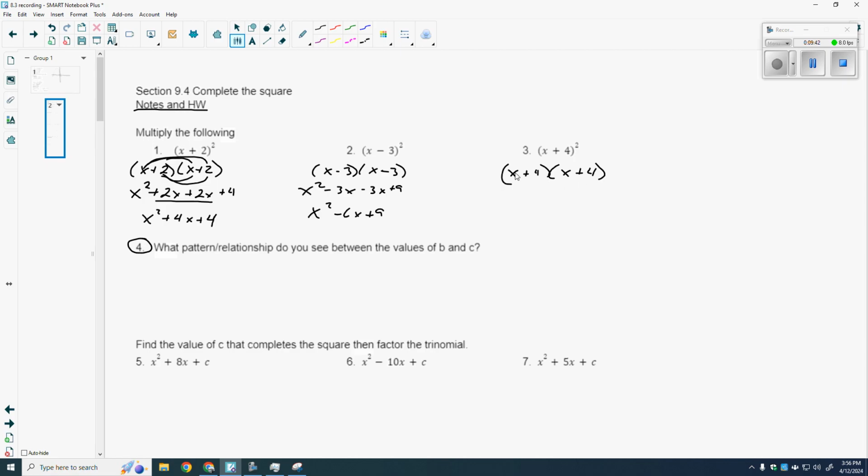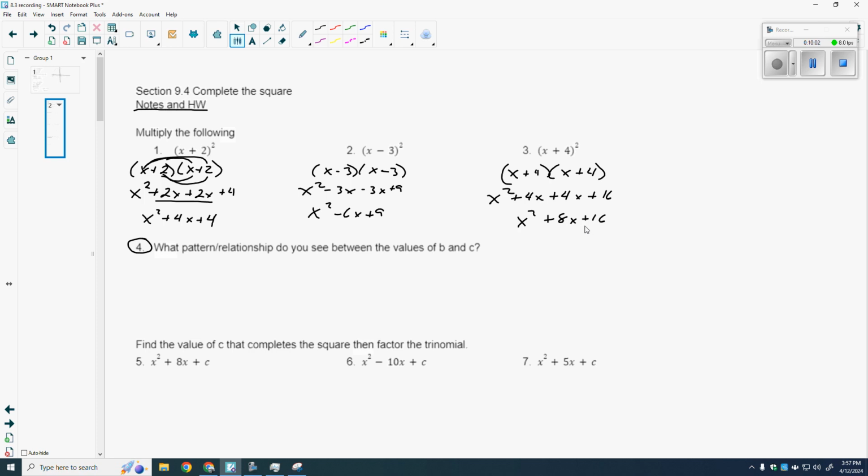Last one. x plus 4 times x plus 4. x times x. x times 4. 4 times x. And 4 times 4. Combine like terms.